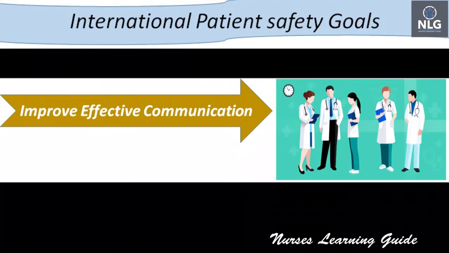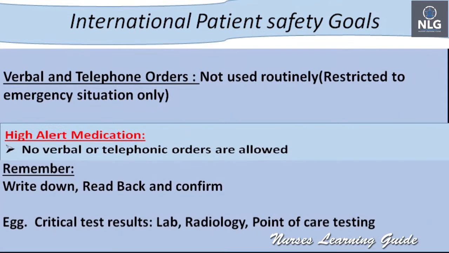The next one is improve effective communication. Verbal and telephone orders are not used routinely, restricted to emergency situations only, like critical lab test results or radiology or point of care testing. On high alert medication, no verbal or telephonic orders are allowed. Points to remember: write down, read back policy and confirm, and the physician should sign within 24 hours or as per the policy.